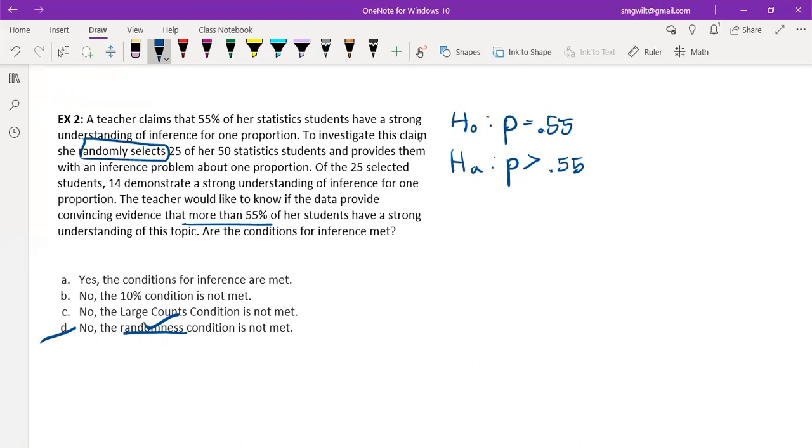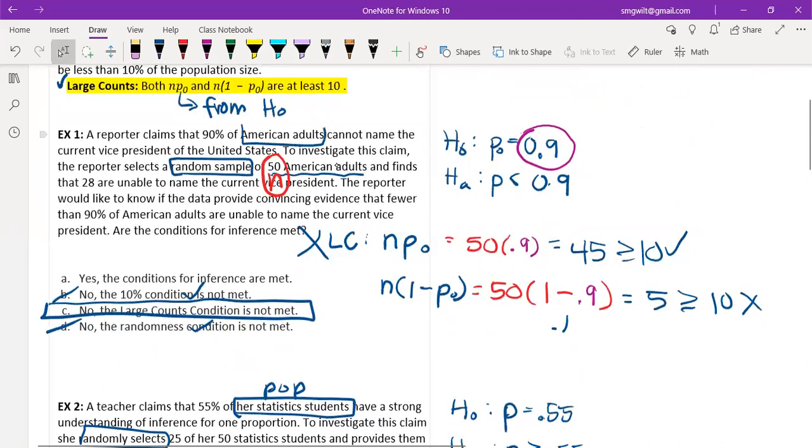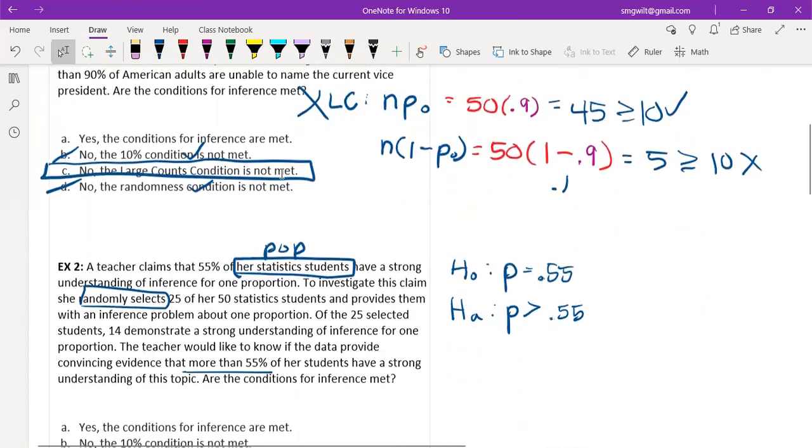Next condition is the 10% condition. She has 25 of her 50 statistics students. So the population is her statistics students, right? So this is our population. Whereas in the previous problem, our population was American adults, right? Looking at that population, we don't have a number because there are an uncountable number, a large number. So 50 was a drop in the bucket. That was barely any percentage.